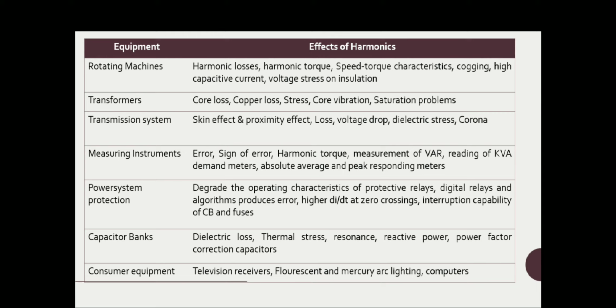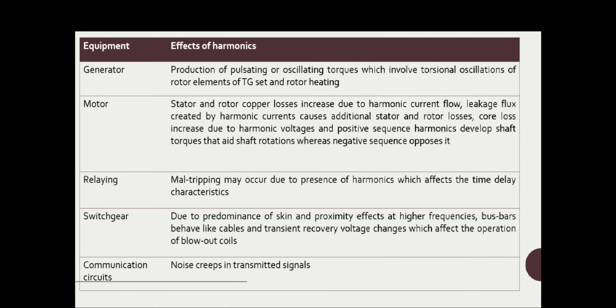Here I have tabulated all these effects. Equipment is given and the effects of harmonics also. So in rotating machines: harmonic losses, harmonic torque, speed torque characteristics, cogging, etc. In transformers: core loss, copper loss, effects on core vibration, saturation problems, etc. Then transmission system, measuring instruments, power system protection, capacitor bank, consumer equipment, the effect of harmonics in generator, motor, relaying, switchgear, communication circuit, etc.